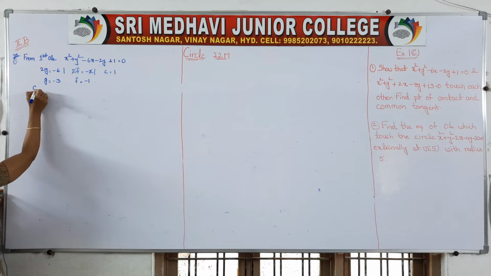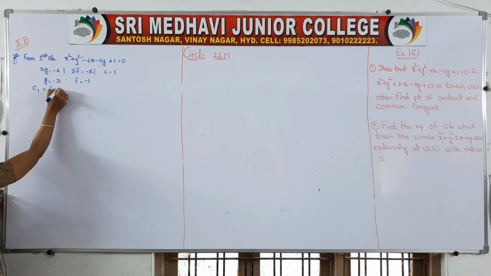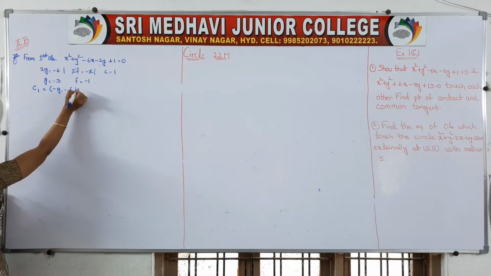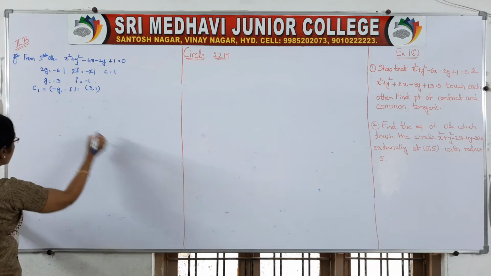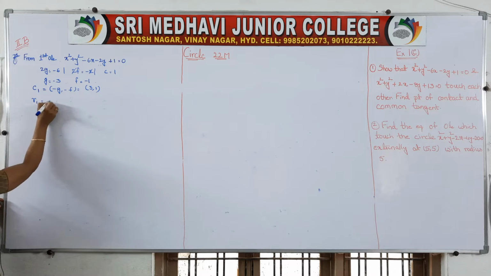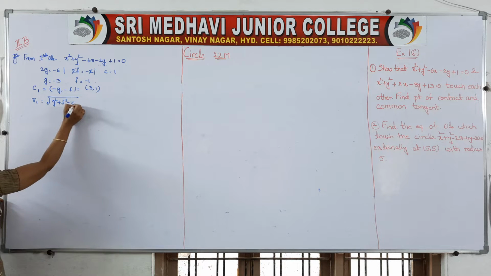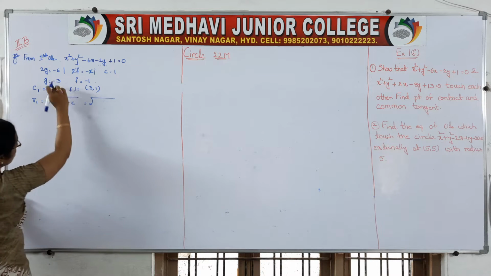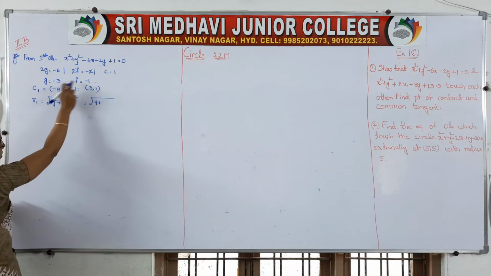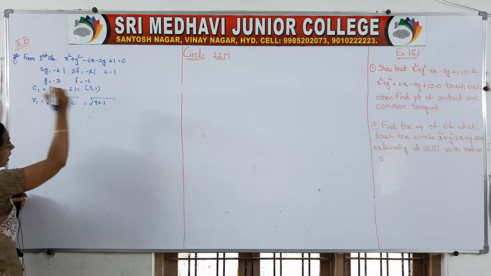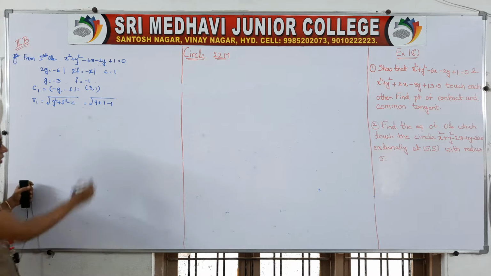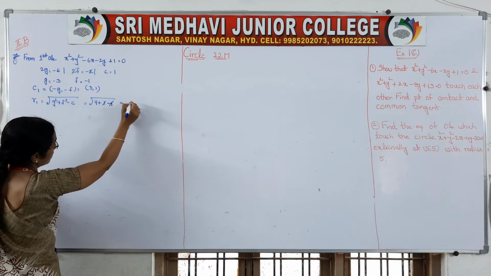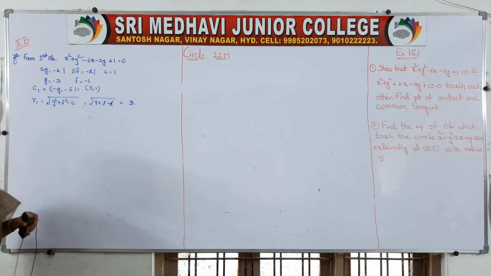Come on, find the center for the first circle. Its formula is (minus g, minus f), so (3, 1). Now find the radius for the first circle. The formula is root of g square plus f square minus c, which is root of 9 plus 1 minus 1. The c value is 1, so plus 1 minus 1 cancels, and root 9 is 3.